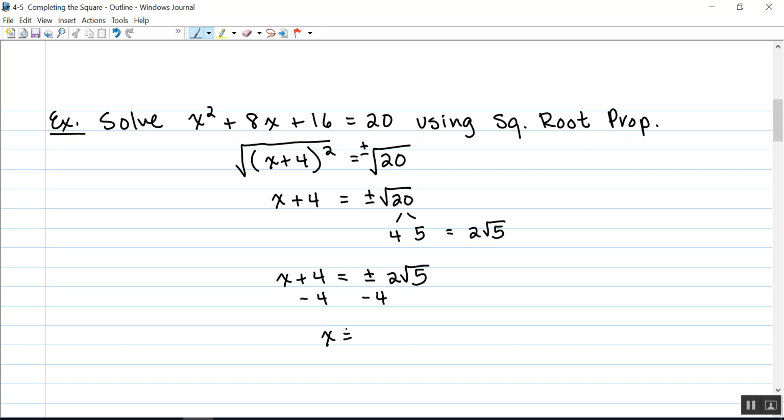x equals negative 4 plus or minus 2 square root of 5. And realize that that is two answers, negative 4 plus 2 square root of 5 and negative 4 minus 2 square root of 5.